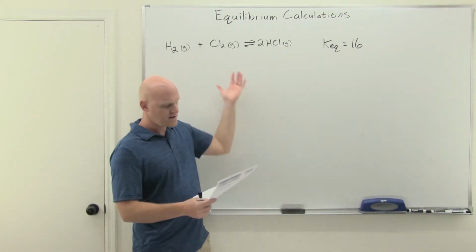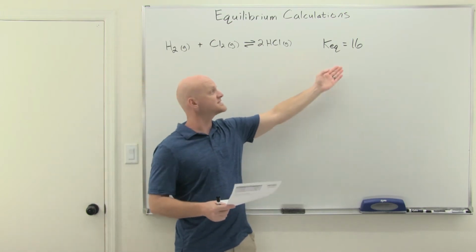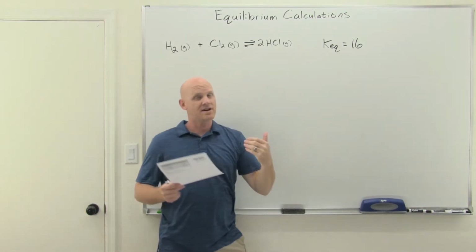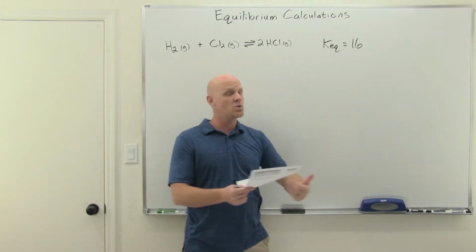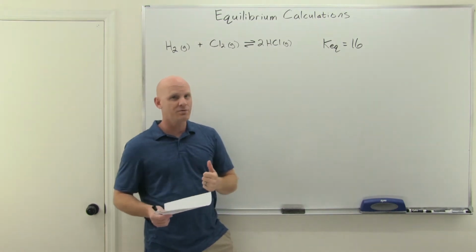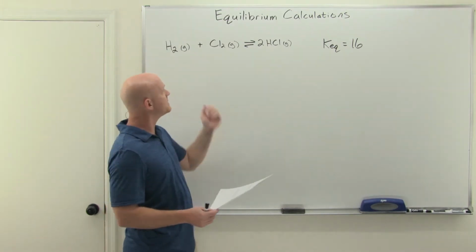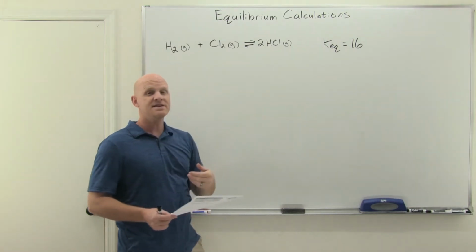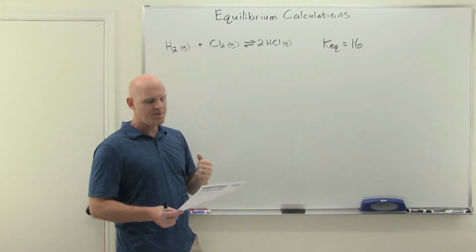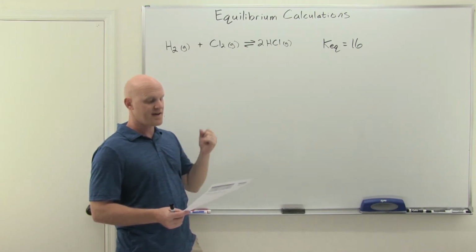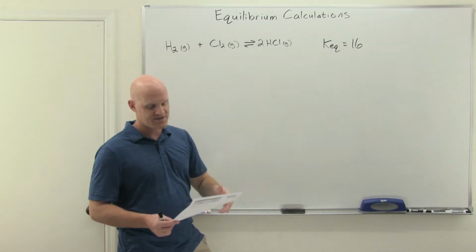And this first one here is dealing with this reaction. We've got an equilibrium constant of 16. When you see a number like that, you should think, okay, this doesn't heavily favor the reactants or the products. We should have a fair amount of both present at equilibrium. So in this case, it says if 2.0 moles of both H2 and Cl2 are placed in a 2.0 liter vessel, what will be the equilibrium concentrations of H2, Cl2, and HCl?